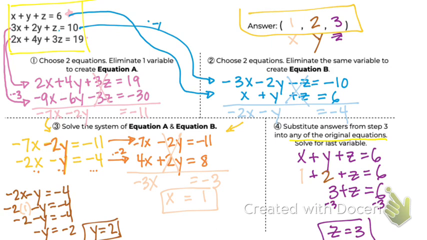I can substitute 1 in for x, 2 in for y, and 3 in for z into any of these equations, and the answers will be 6 and 10 and 19. It's a solution to all 3 equations.